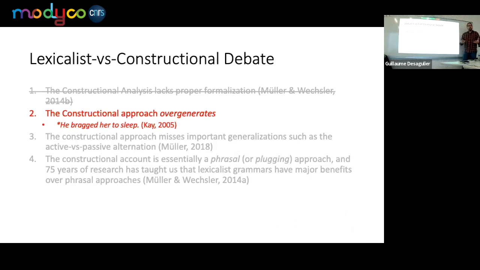that can be applied to real world problems. So we know we have proper formalization. So that criticism just isn't valid. It's not linguistics on holiday. A construction can be implemented. Okay, constructional approach overgenerates. Second issue.